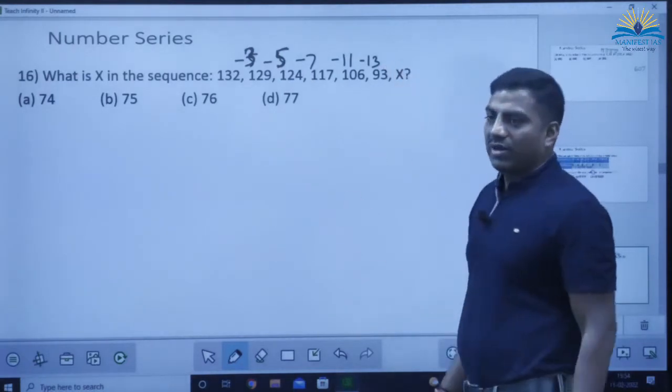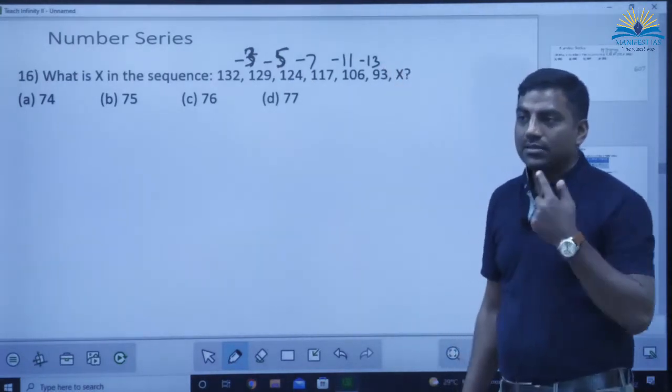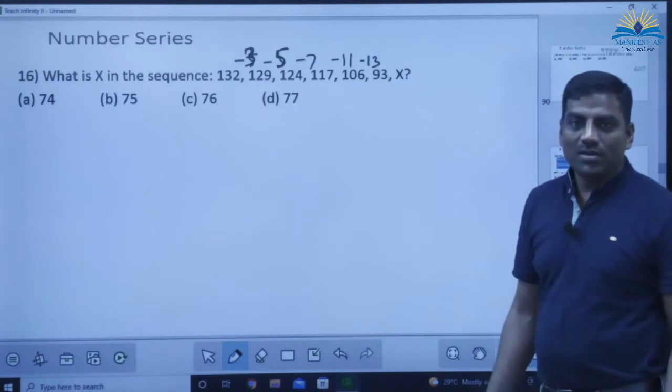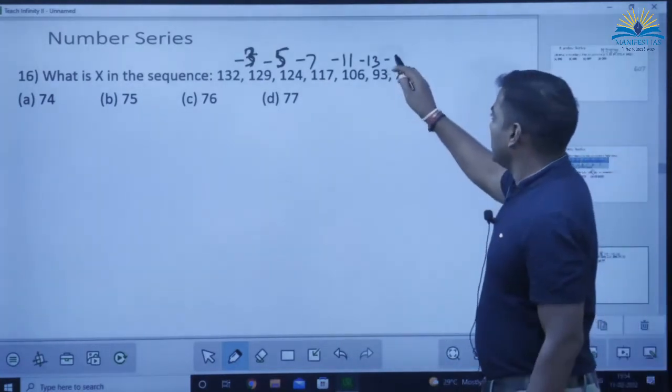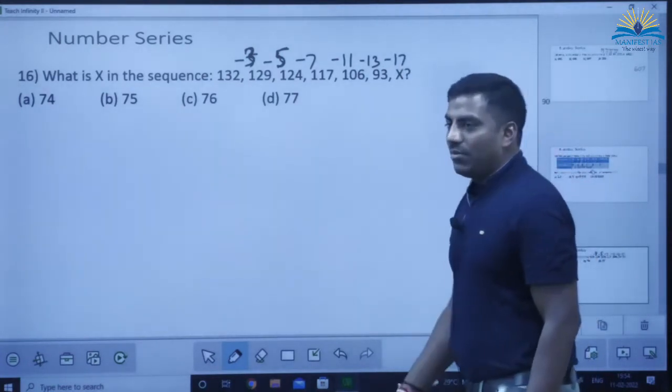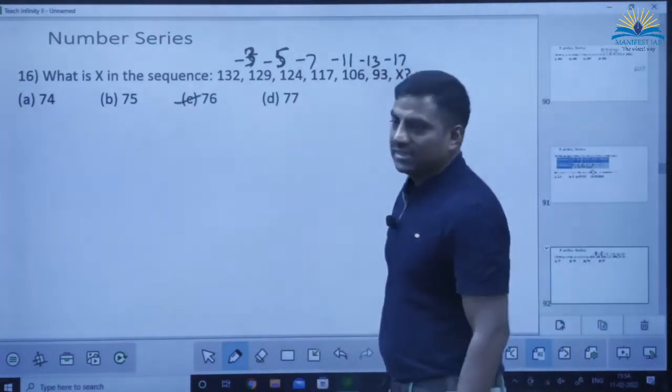So in the next, what will come? -15, 15 is not a prime number, so we have to go for minus 17. 93 minus 17 is 76.